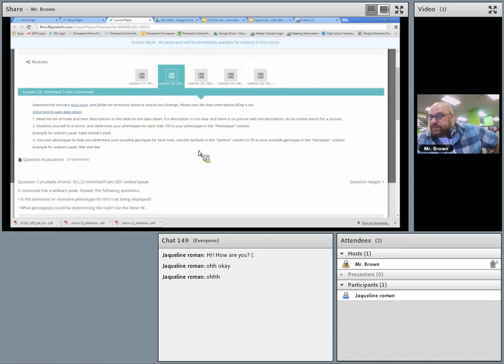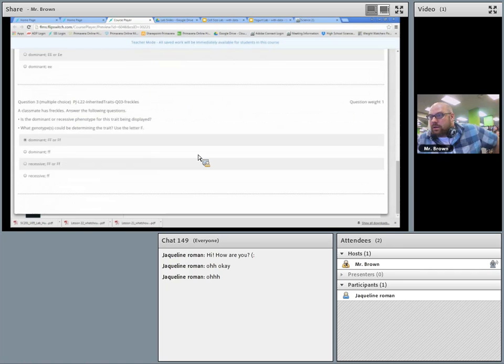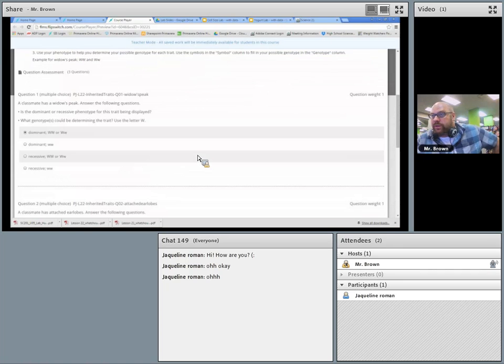Oh, whoops, hang on a second. I'm sorry. That's for lesson 23, what I just did. My apologies. For lesson 23, you're going to go through all those 10 and tell me how many dominant and how many recessive traits you have, and which ones you have that are dominant and which ones are recessive. But that's lesson 23.